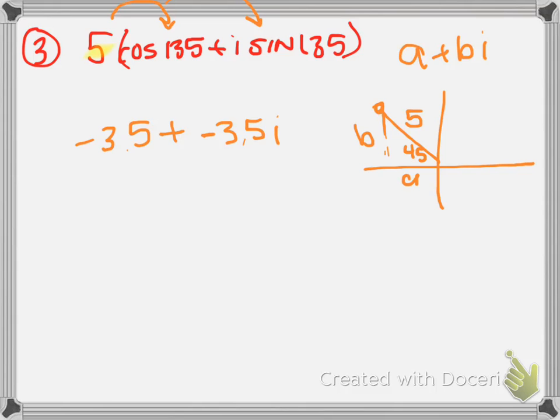So I started off in trig form, and when I distributed that 5, I ended up with standard complex form. So it's very easy to go from this to the other, and easy to graph. I know that 135 is right there. I know that is my 135 degrees, which puts me in the second quadrant.